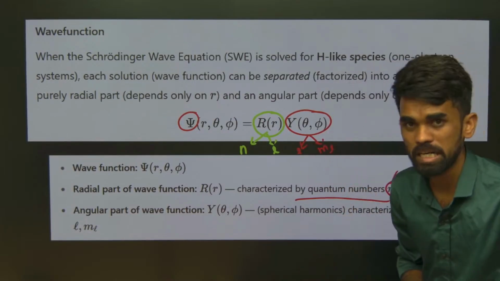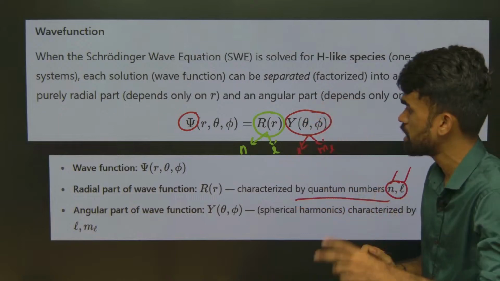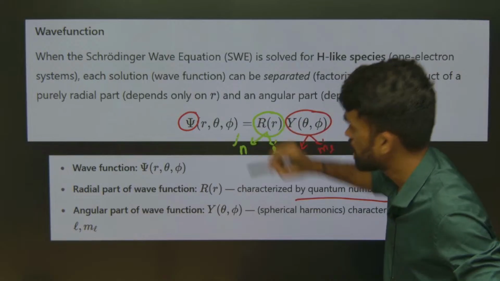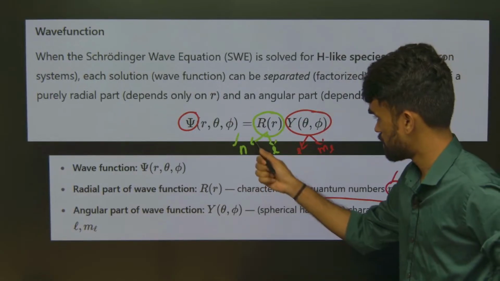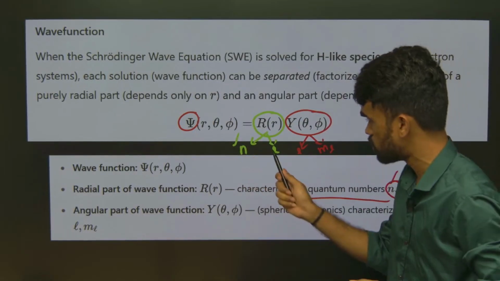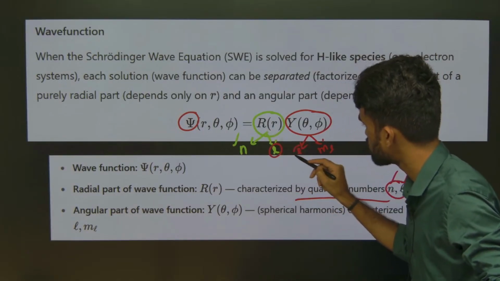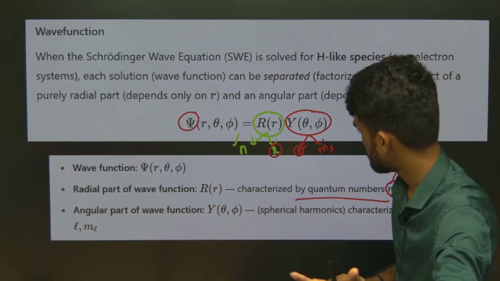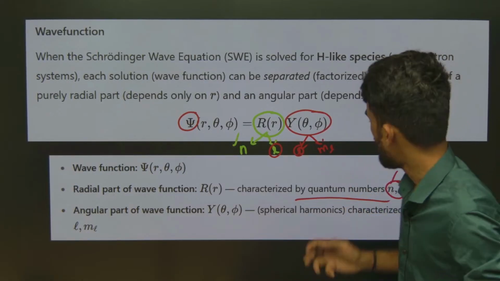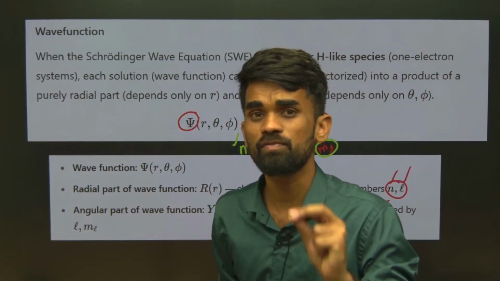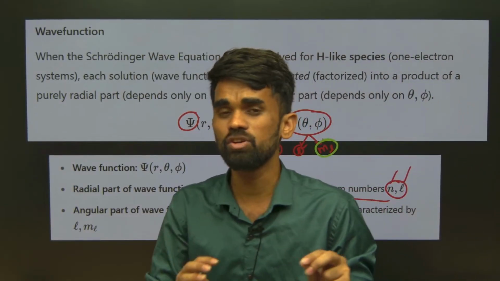So how many quantum numbers are we getting from the Schrodinger wave equation? We are getting 3 quantum numbers. What are those 3? One is the principal quantum number, I will tell you what that is. Another is l, which comes from both parts, that is the azimuthal quantum number. And the third is the magnetic quantum number. These are the three quantum numbers coming from the Schrodinger wave equation.